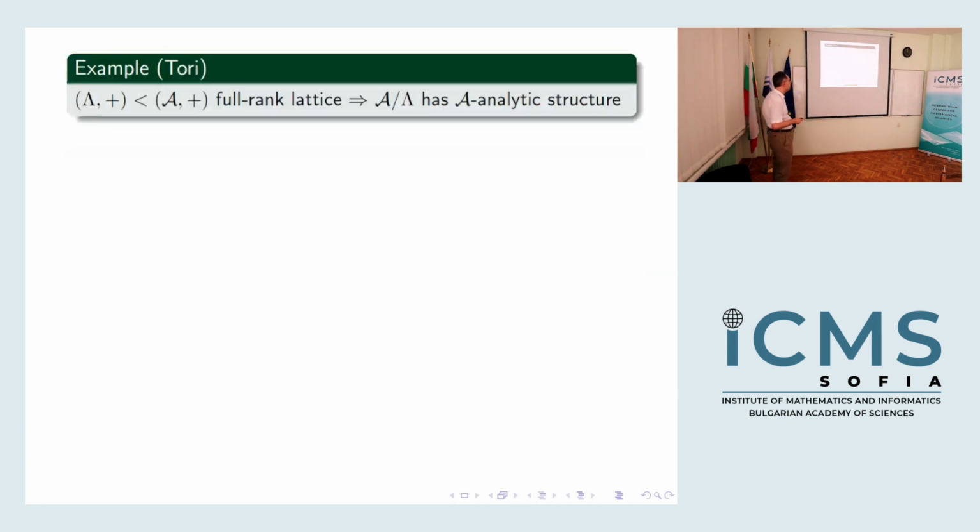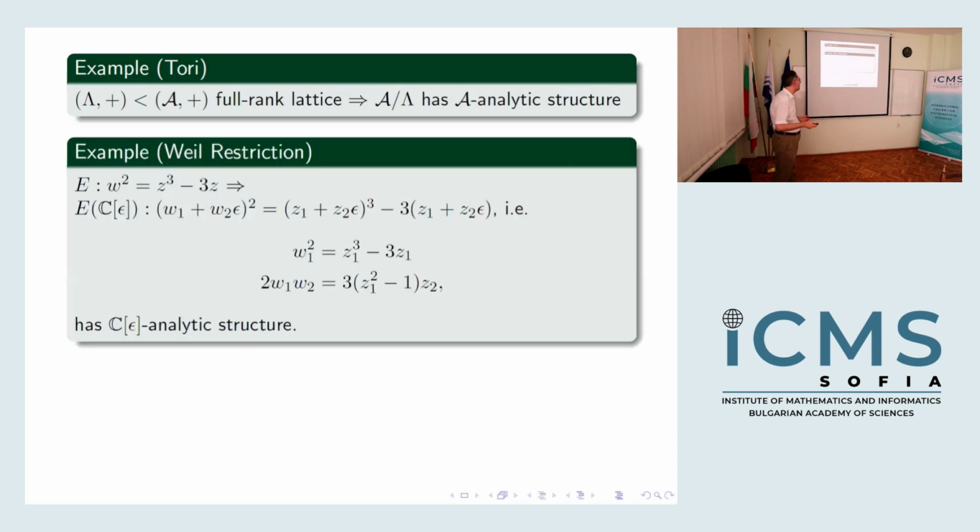So some examples: if you have a full rank lattice in the algebra, the quotient, which is a torus topologically, will carry an analytic structure simply by pushing forward the analytic structure of A along the covering map. And another example of such spaces comes from the restriction. So, okay, here it is a bit topological in a sense, an elliptic curve, but just think of it as a smooth complex algebraic curve.